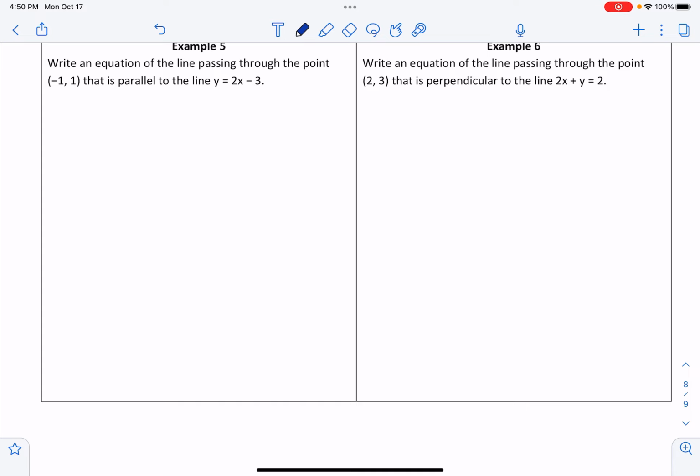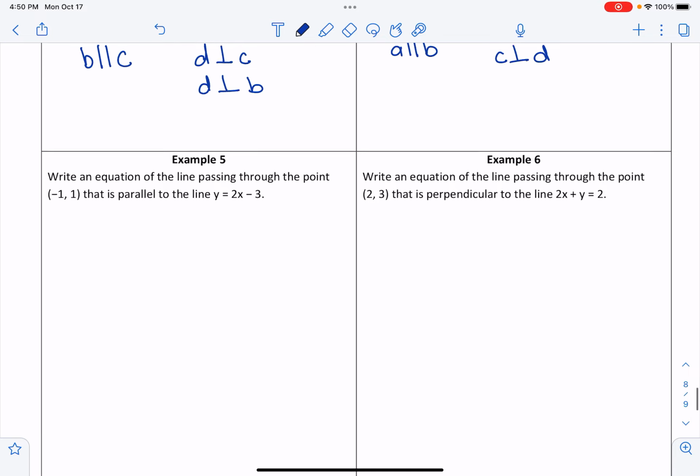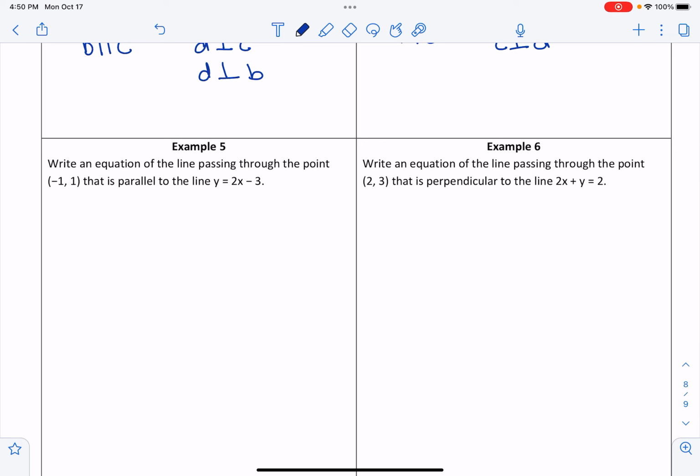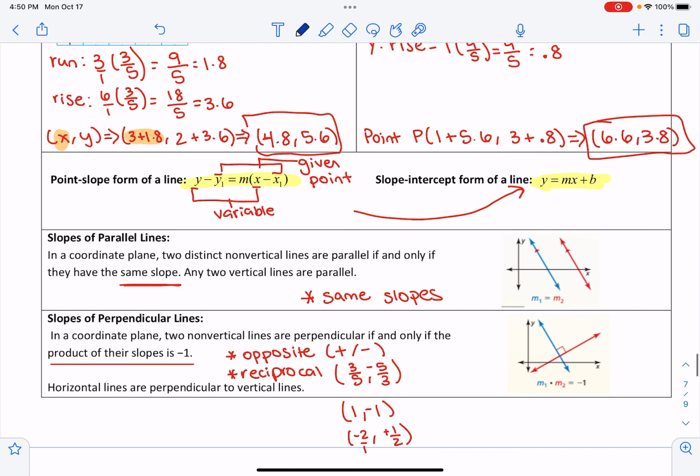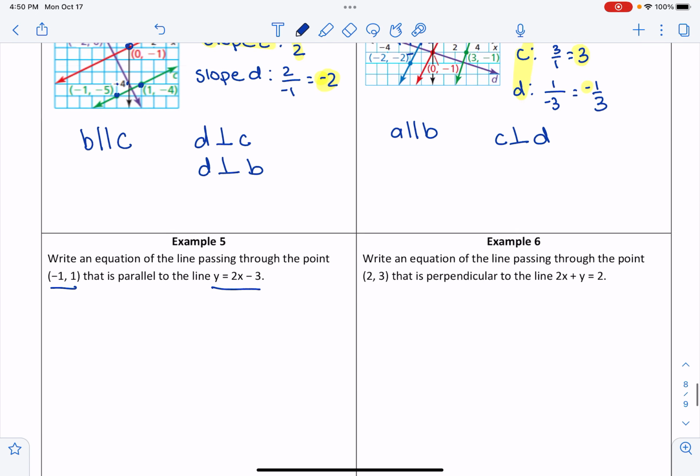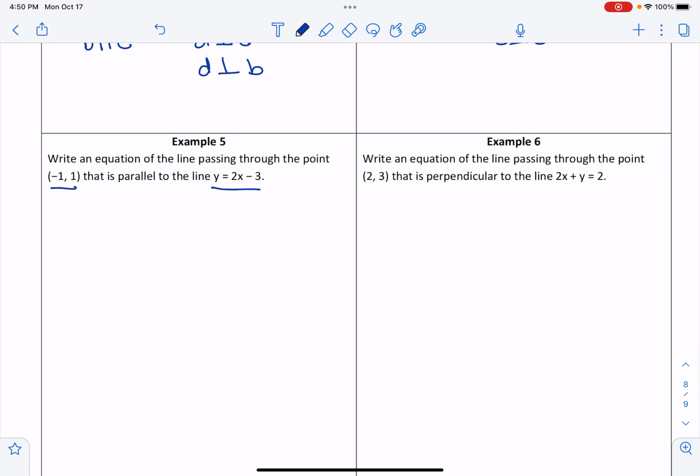All right, continuing on to example 5, we're going to write an equation that passes through the point -1, 1, that is parallel to this line right here. So back up here, we learned two equations, y minus y1 equals m times x minus x1, and y equals mx plus b. What I want you to do is put our equation eventually into slope-intercept form, so essentially into y equals mx plus b.